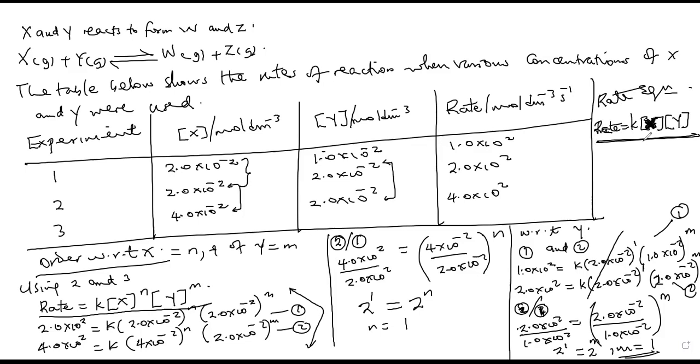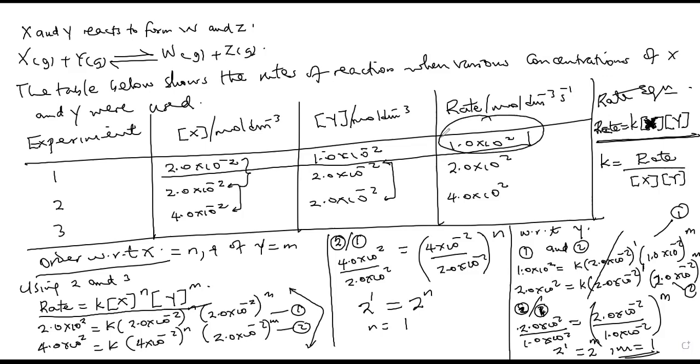It expresses all its contents: the rate constant and the concentrations of the variables that you have. So that is it, and that is how we do it. Now, if they want you to calculate the rate constant, you pick an experiment and you get your rate constant k. k is equal to the rate over concentration of X times concentration of Y. The rate is this, concentration of X is this, concentration of Y is this. You substitute. Don't forget the units.